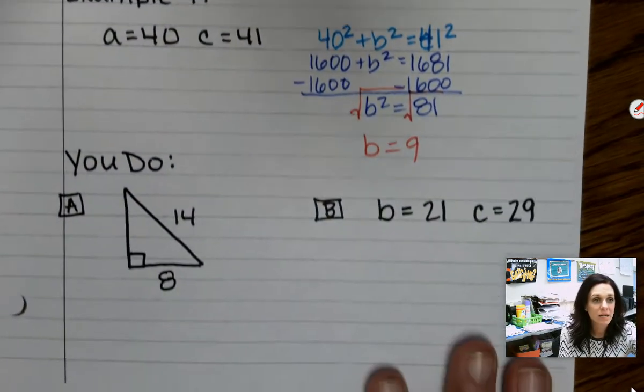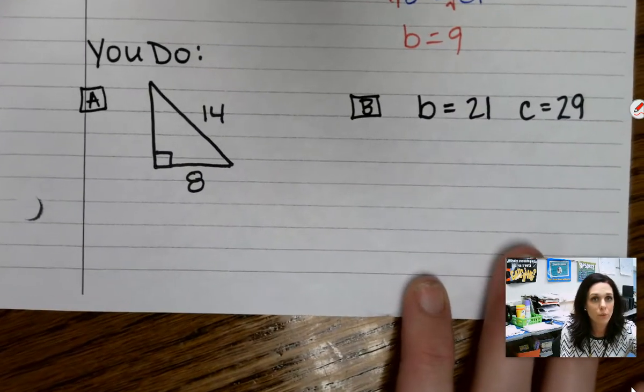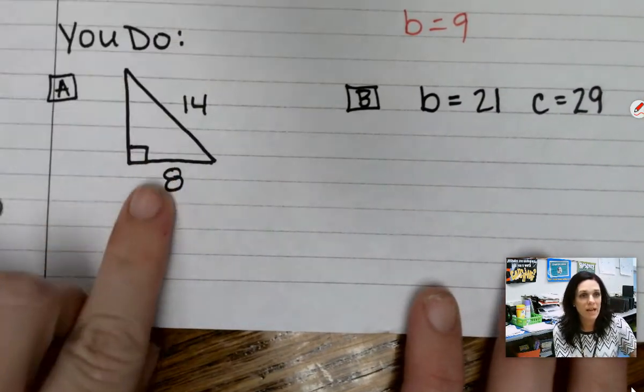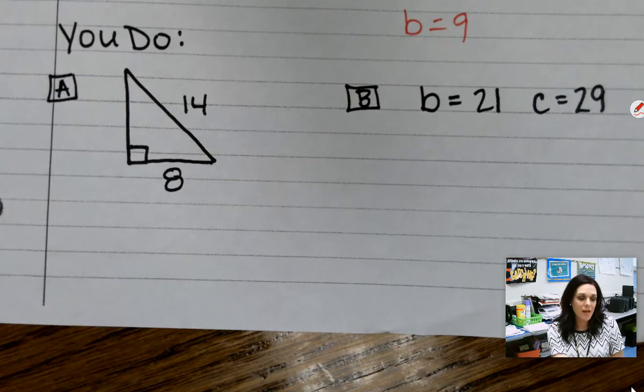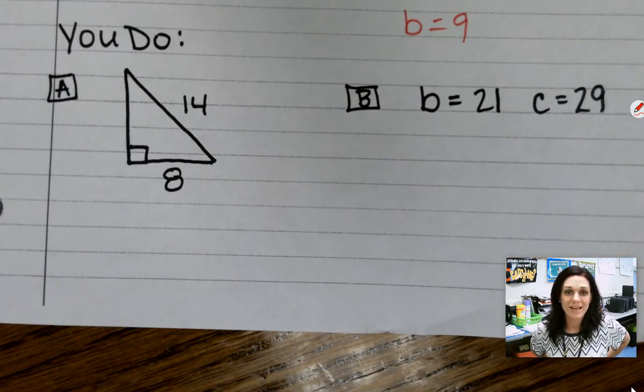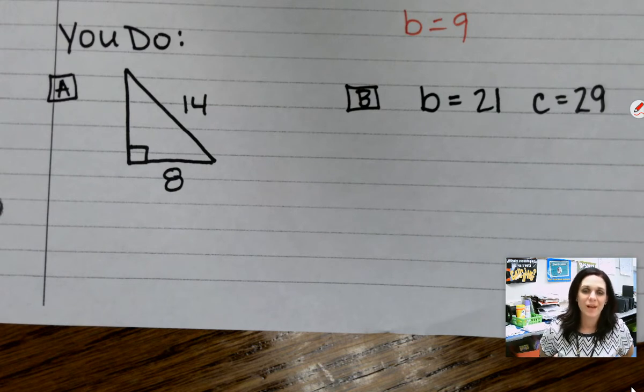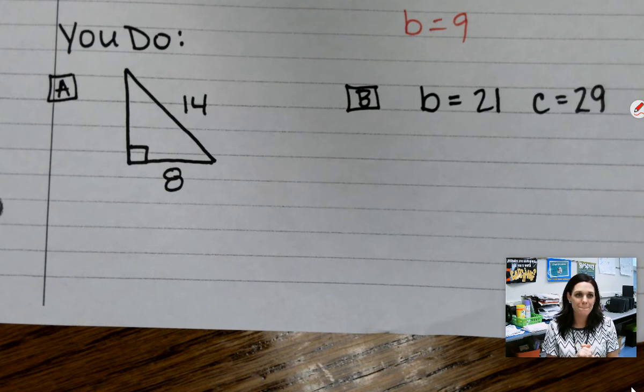Give these 2 a go. I have a right triangle where I have 8 and 14, and I have a right triangle where B is 21 and C is 29. What values do you get? All right, let's see if we got it.